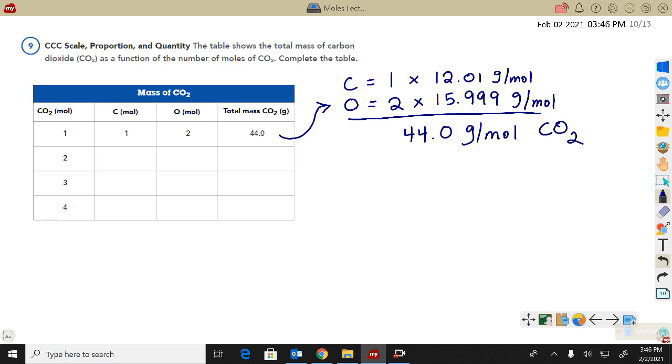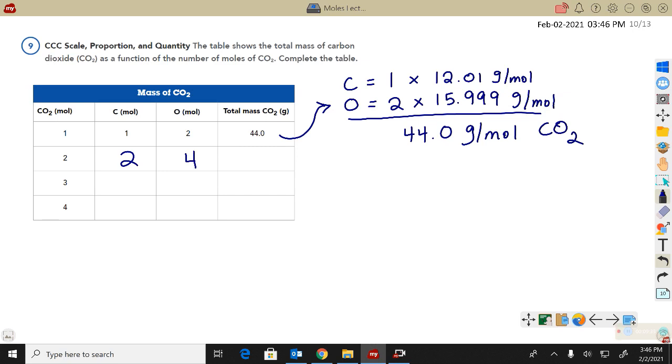Now, do you kind of see what they're doing here? Like, what if I had 2 moles? Well, if I had 2 moles of CO2, and each mole of carbon dioxide has 1 mole of carbon, could I then say that there would be 2 moles of carbon? There would be 4 moles of oxygen atoms.